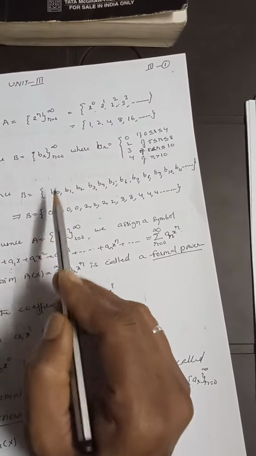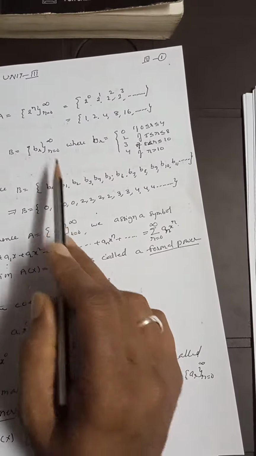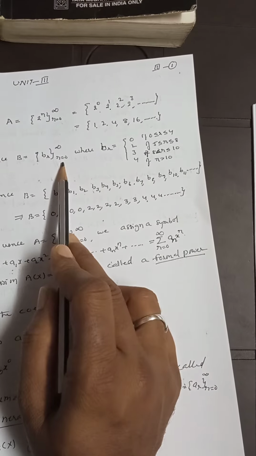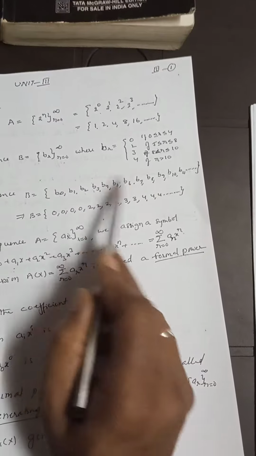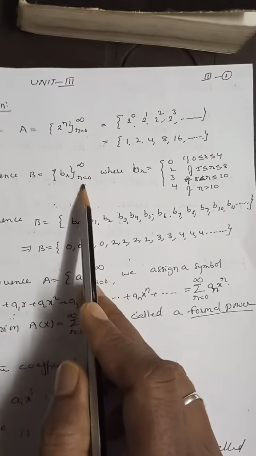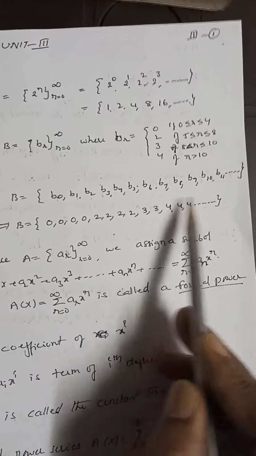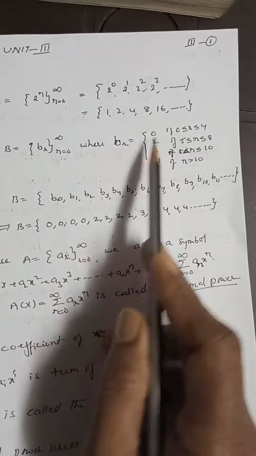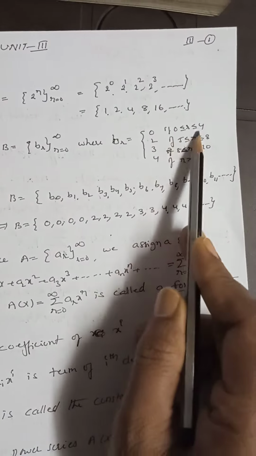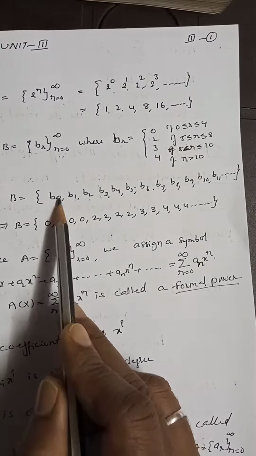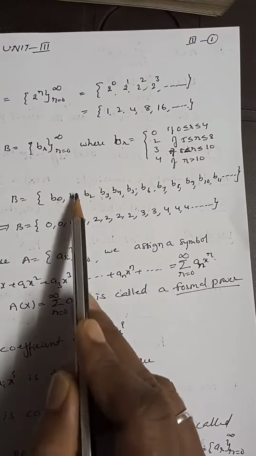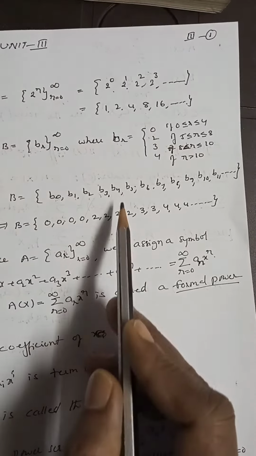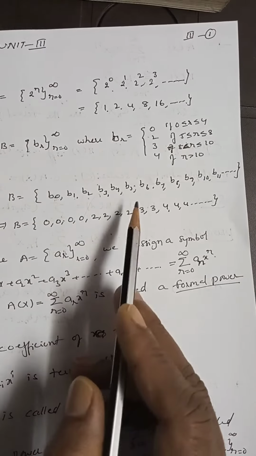When r is equal to 0, b0. When r is equal to 1, b1. When r is equal to 2, b2. When r is equal to 3, b3. When r is equal to 4, b4. When r is equal to 5, b5 and so on, right? That means r is running from 0 to infinity. But the br value is what? It is 0 if r lies between 0 and 4. Yes, r lies between 0 and 4, this is 0. Similarly b1 is 0, b2 is 0, b3 is 0, right? Next b4 is also 0, right? How many will you get?